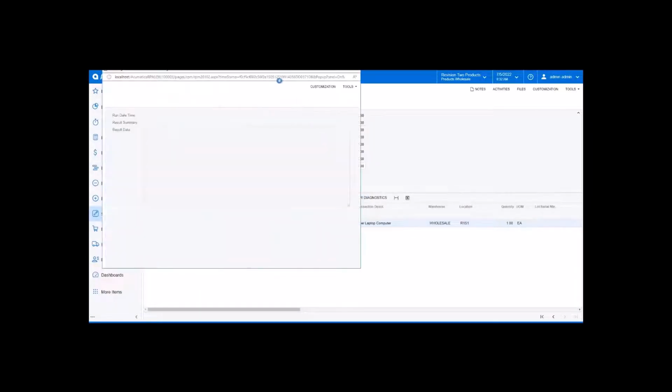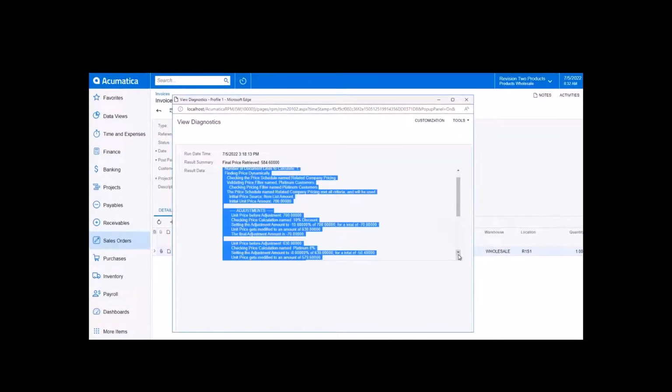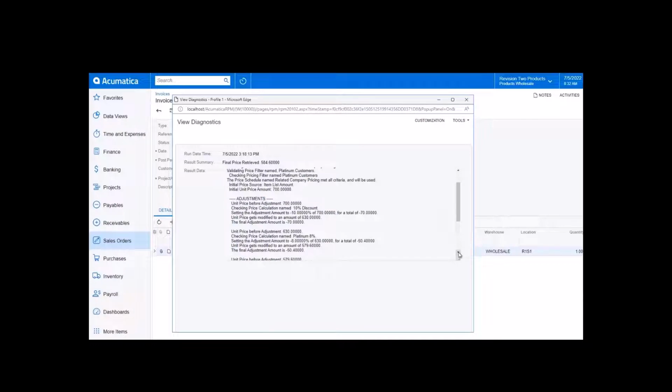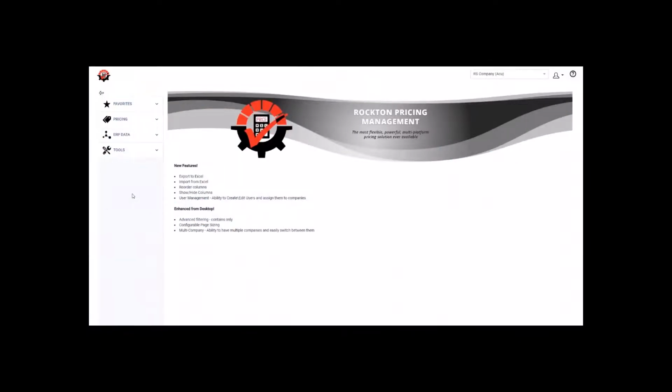If you want to see how that price came to be, you can use the View Diagnostic feature to see how the price was calculated. It takes you step by step on how it found the price used. So this is really helpful in troubleshooting. Now let's take a look at RPM and how it was set up to reach the price it used on our Acumatica invoice.